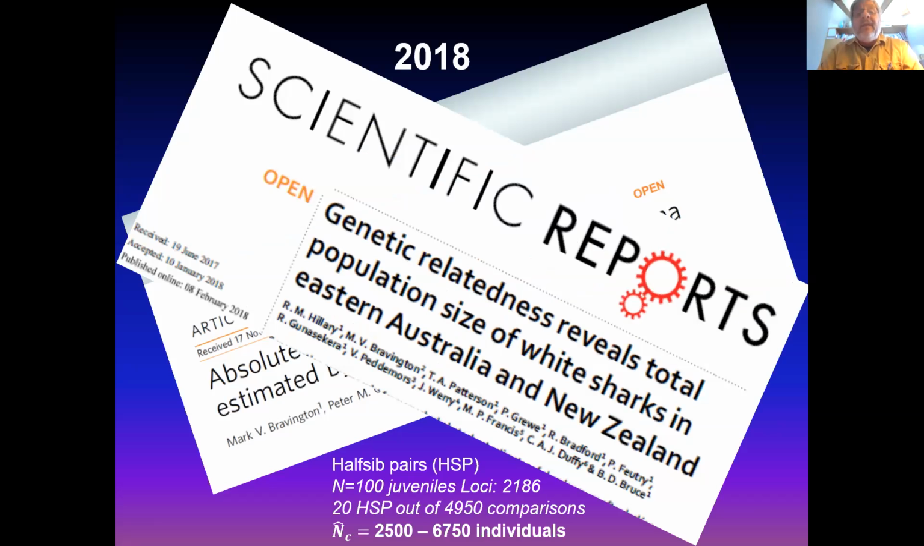In this case, they didn't use parent-offspring pairs, they used half-siblings, or individuals that were identified as sharing at least one of the two parents. And down there in the slide, I show their effort. They had 100 juveniles, genotyped at 2,000 plus loci, identified 20 half-sibling pairs, and that led to a population estimate of 2,500 to 6,700 individuals of white shark off the coast. So that was really cool.